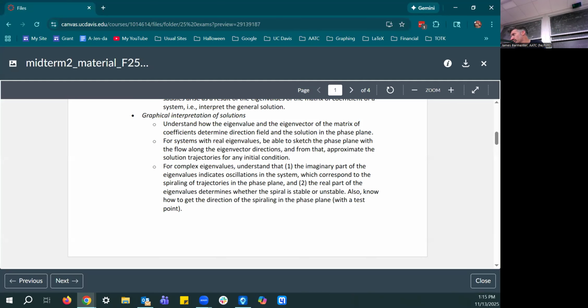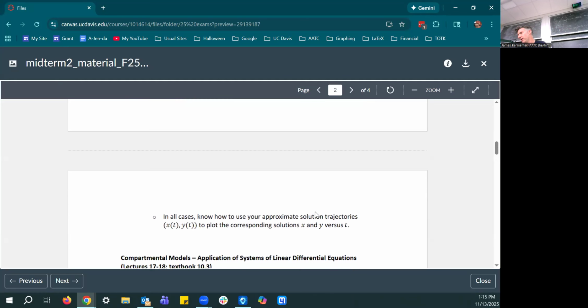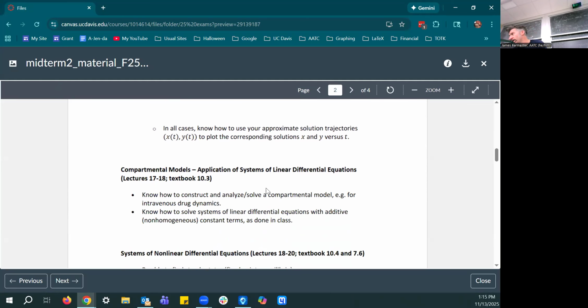What else? For the complex case, and also know how to get the direction of the spiraling in the phase plane with a test point. Cool, we're ahead of the game. In all cases, know how to use your approximate solution trajectories to plot the corresponding solutions x and y versus t. We kind of talked about that as well.